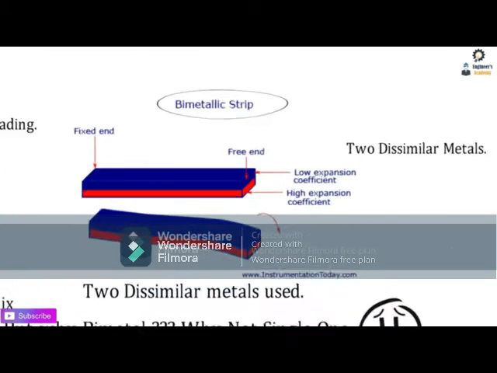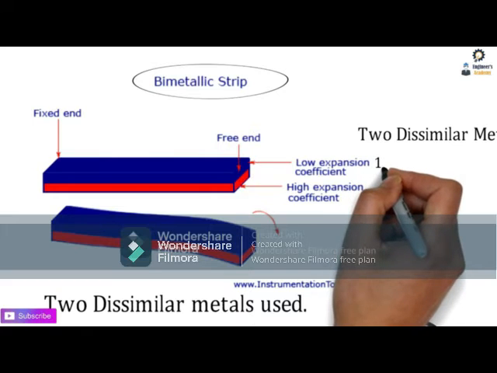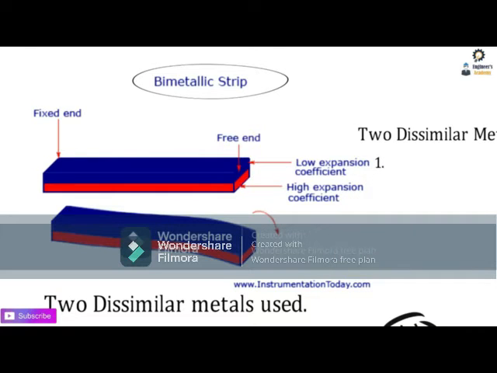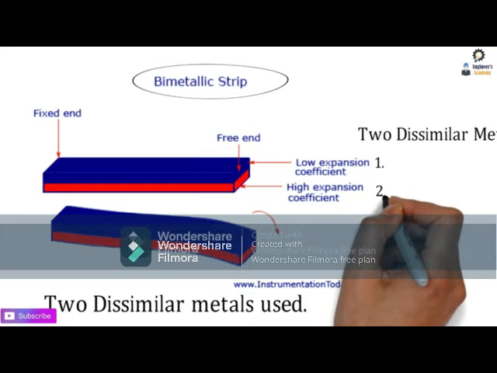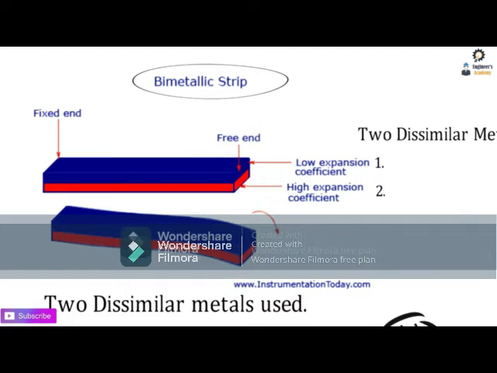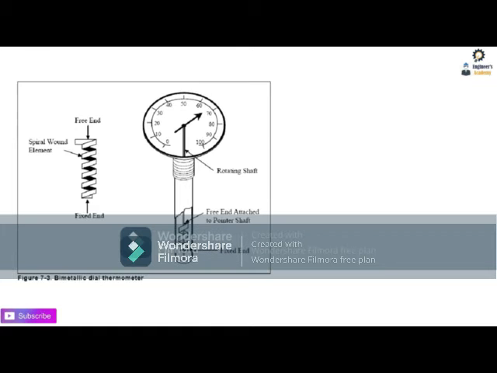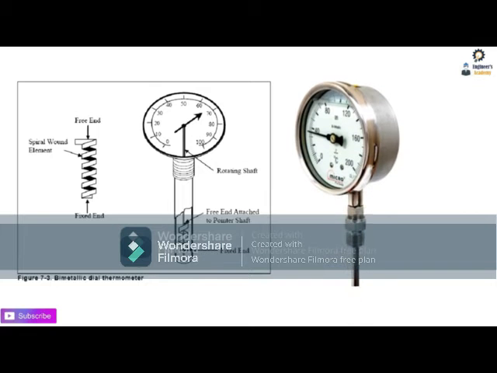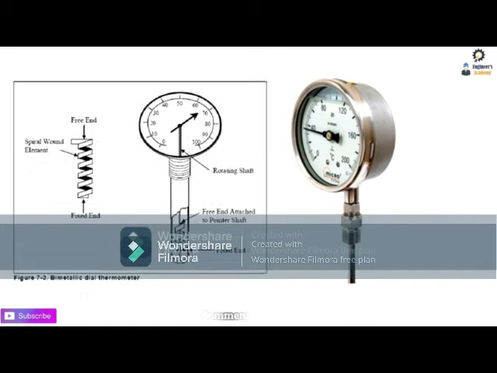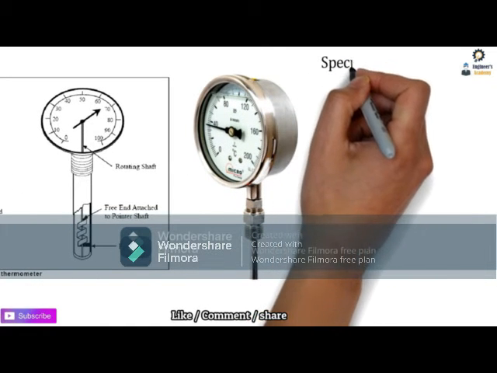In the bimetallic strip there are two different metals, one having a low expansion coefficient and the other a high thermal expansion coefficient. These two dissimilar metals are used, one for temperature going up and the second for temperature going down. So guys, this is the industrial representation, and this is how a gauge actually looks.